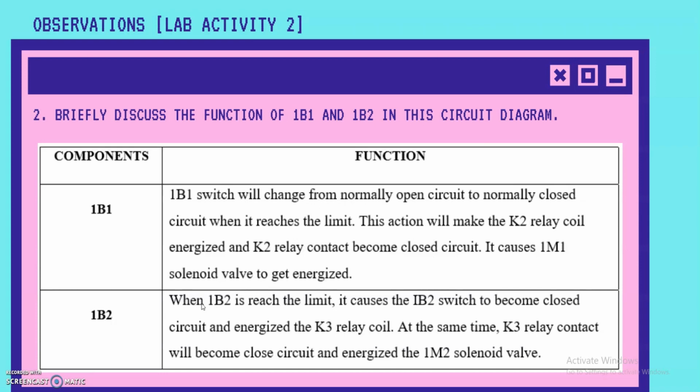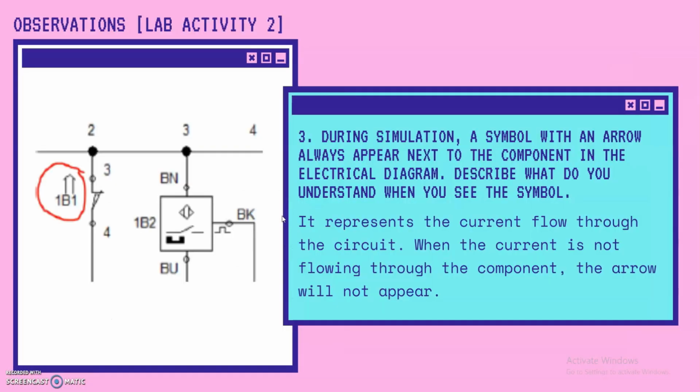For 1B2, when the limit is reached, it causes the 1B2 switch to become closed circuit and energize the K3 relay coil. At the same time, the K3 relay contact will become closed circuit and energize the 1M2 solenoid valve. Next, for the observation of lab activity 2: during the simulation, a symbol with an arrow, which is here, always appears next to the component in the electrical diagram. Describe what you understand when you see the symbol. It represents the current flow through the circuit.